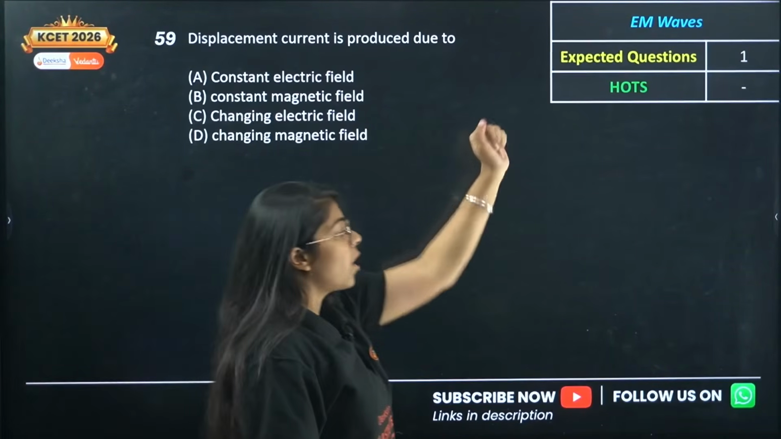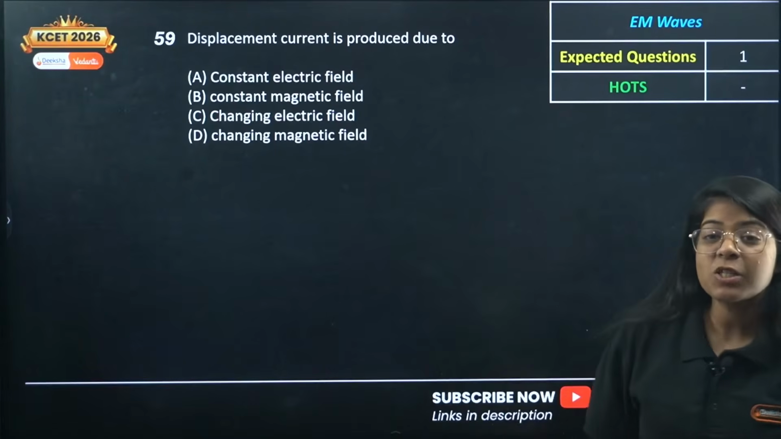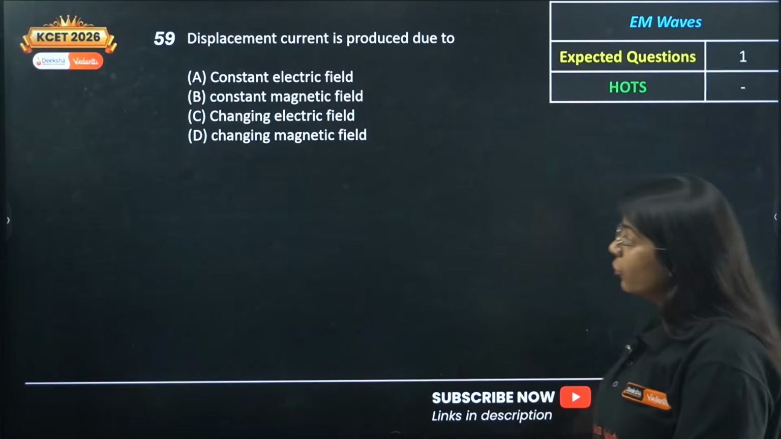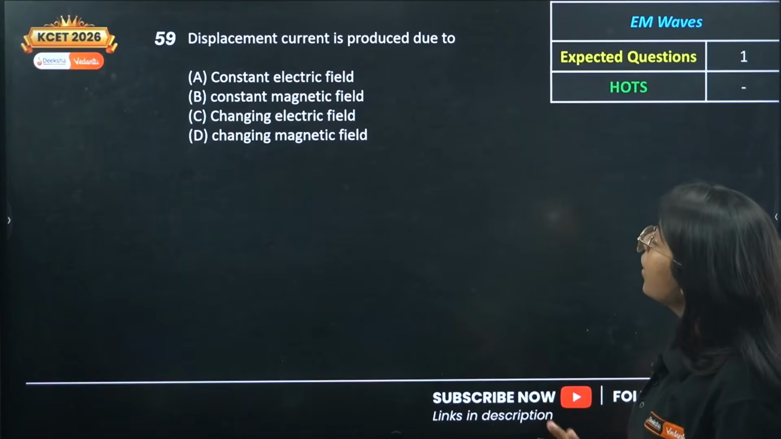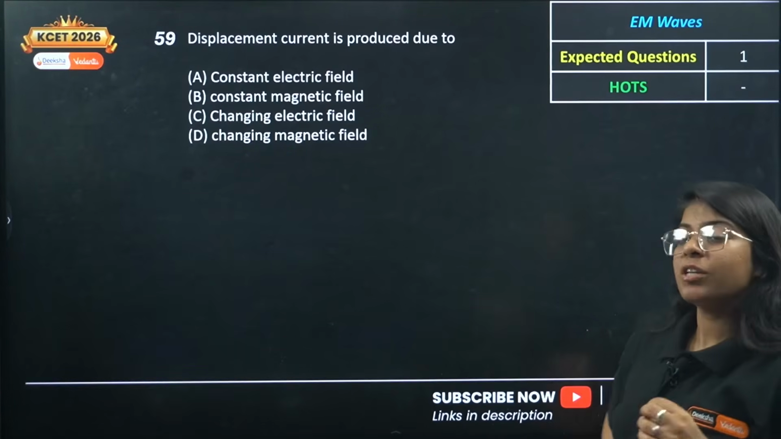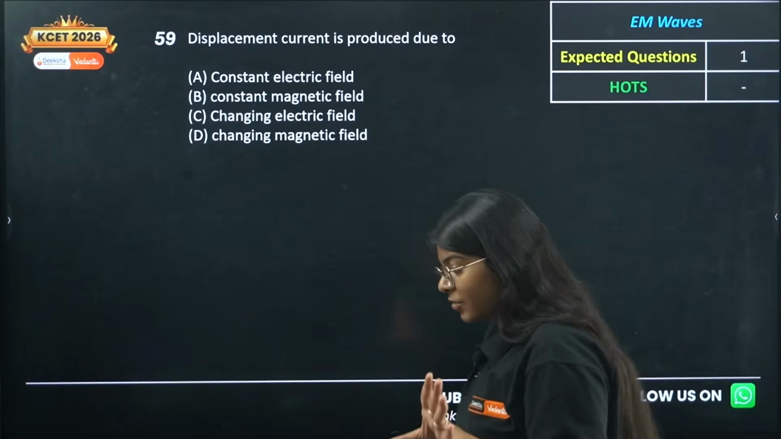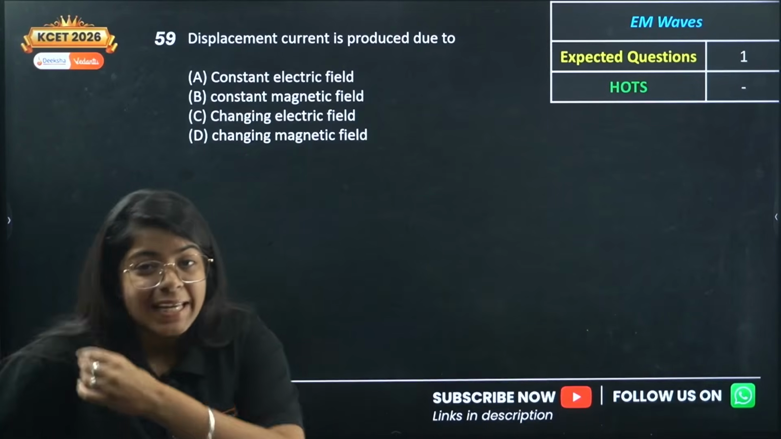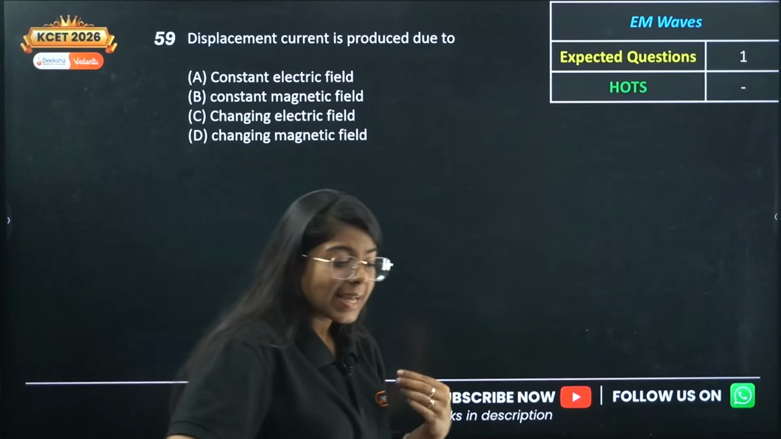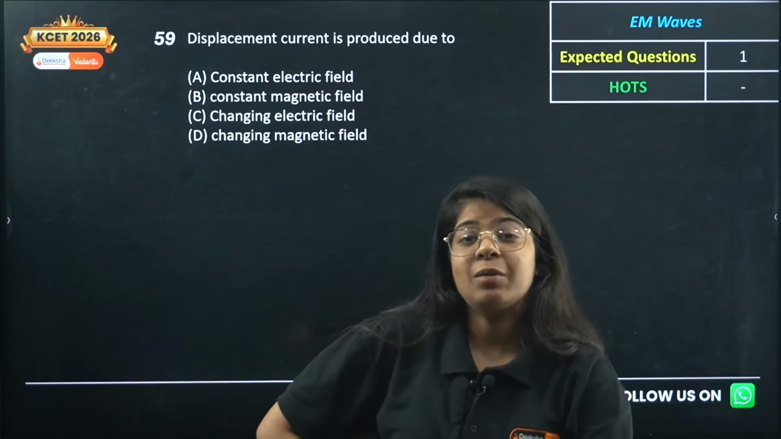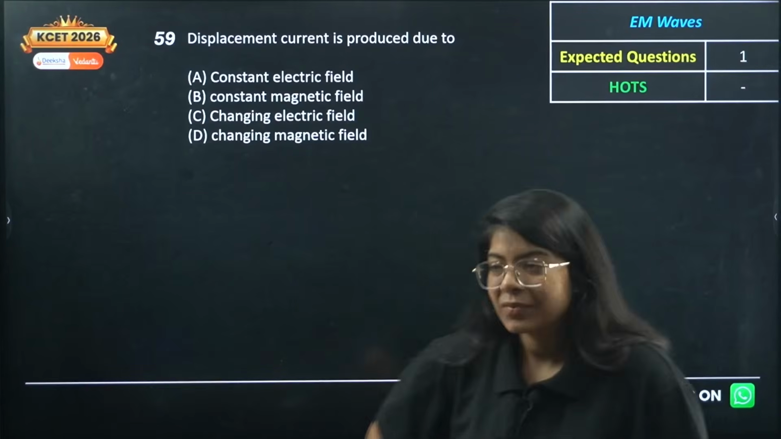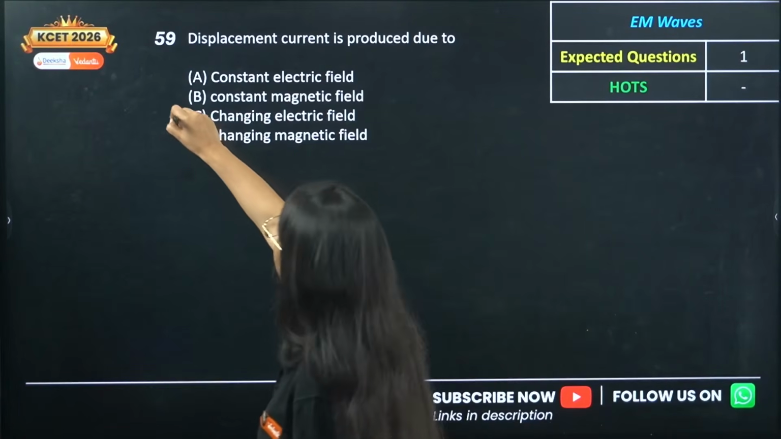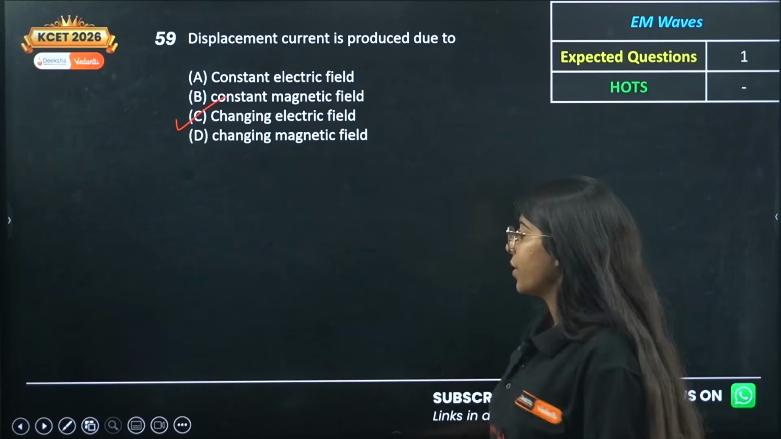Okay, 59th question. Displacement current, from EM waves. Displacement current is produced due to constant electric field, constant magnetic field, changing electric field, or changing magnetic field. Now this is very easy. We know the whole existence of displacement current is due to a very important phenomenon, that is a changing electric field. So this is very simple. This is changing electric field.